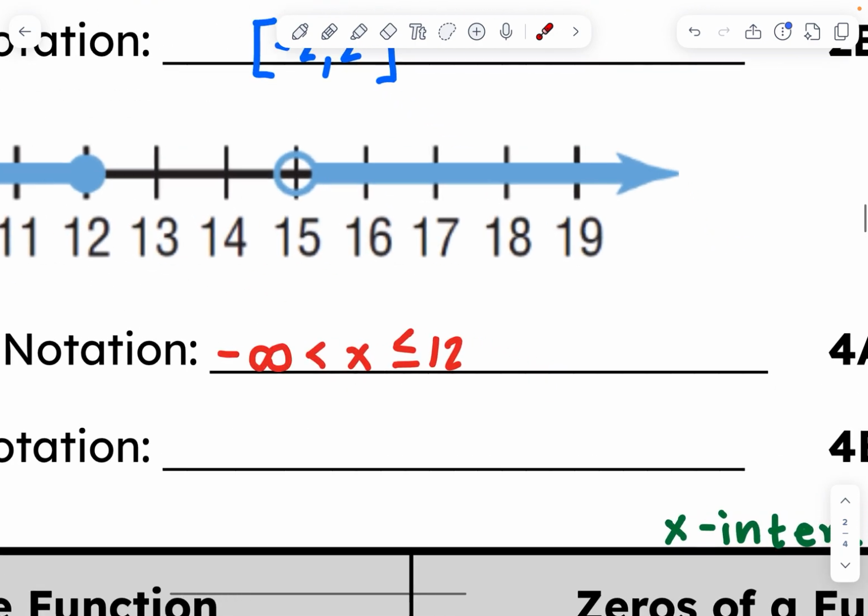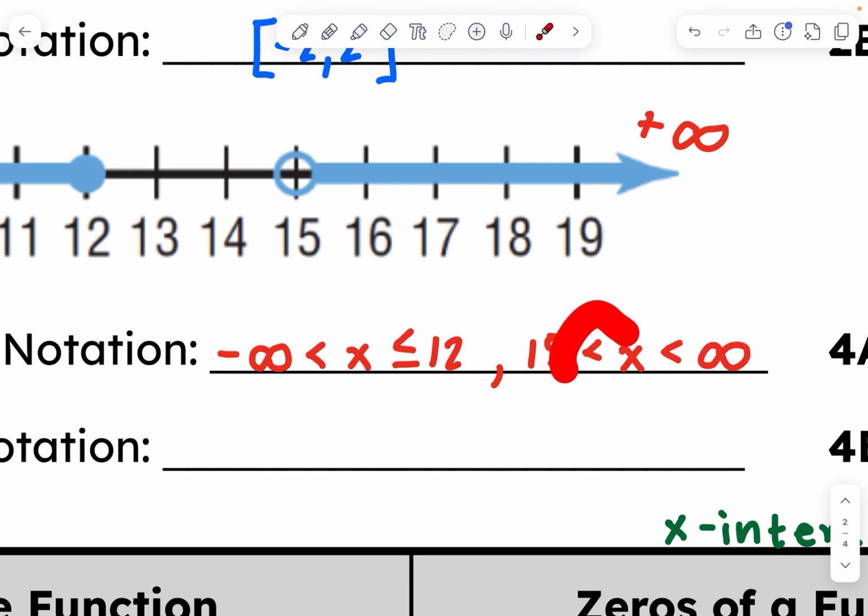To represent my other interval, I then use a comma, or sometimes you'll see the word "or" written in between them. And I write out another inequality statement. Similar to the previous one, I have an arrow which indicates that I'm going up forever, or in other words, positive infinity. So I would say that 15 is less than x, which is less than infinity. Again, I'm not including an equal sign because my circle is open.